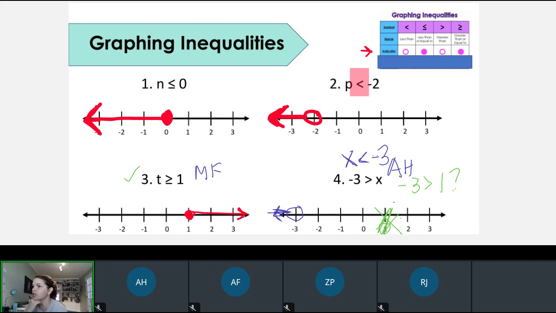So you can still check yourself. You can pick a number that is in your shaded solution. If I was looking at number 3 and I wanted to try the number 2, I plug in 2 for T. So 2 is greater than or equal to 1. Yes, it is. So I know I've shaded the right way. Yeah, good.